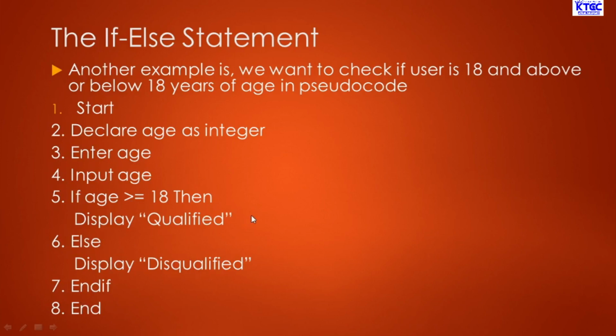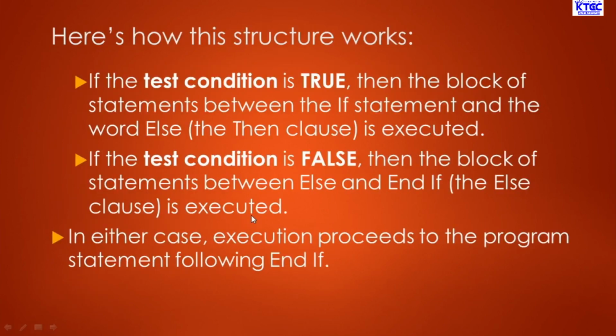So that is that. If the test condition is false, then the block of statements between else and end if, that is the else clause, is executed. It will skip the first one and then execute the second one, as you saw. In either of the cases, execution proceeds to the program statement following end if. So after executing the program, you have to end by saying end if before you end the program naturally.